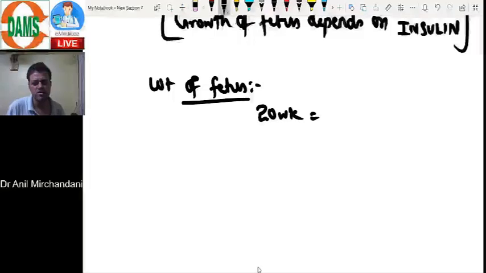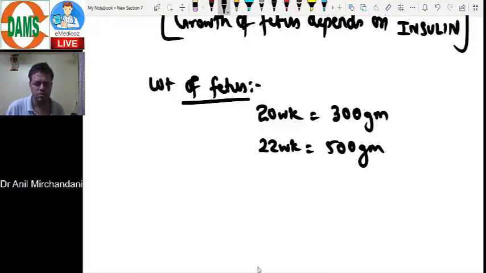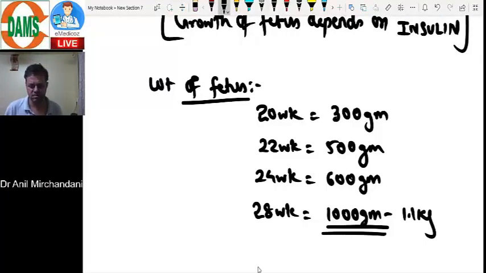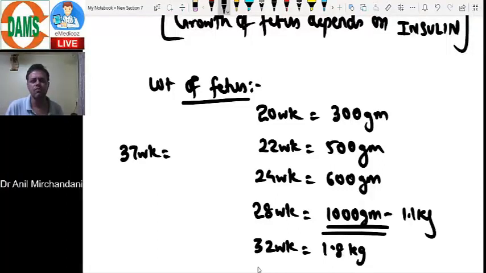Okay, so let's talk about weight of fetus at different weeks of gestation. 20 weeks, fetus would weigh roughly 300 gram. Then 22 weeks, 500 gram. 24 weeks, 600 gram. 28 weeks, 1 kilogram to 1.1 kg. We consider 1 kilogram as 28 weeks weight. 32 weeks, 1.8 kg. 37 weeks would be 2.5 to 3.5 kg.